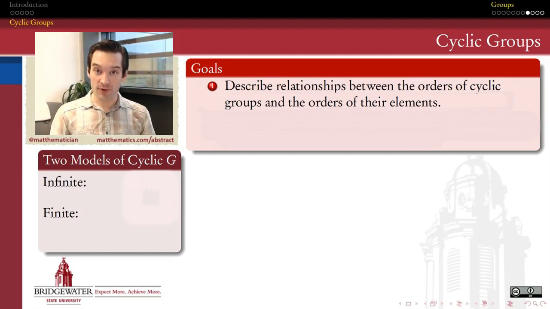Now, for cyclic groups, we have these two models for what cyclic groups look like. Infinite cyclic groups look like a number line. They look like the additive group of integers. Finite cyclic groups look like a clock. They look like the additive group of integers mod n, where n is the finite order of that group.